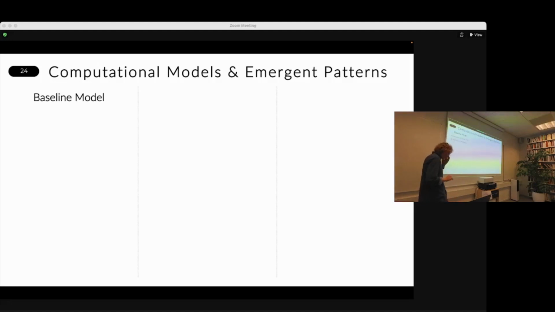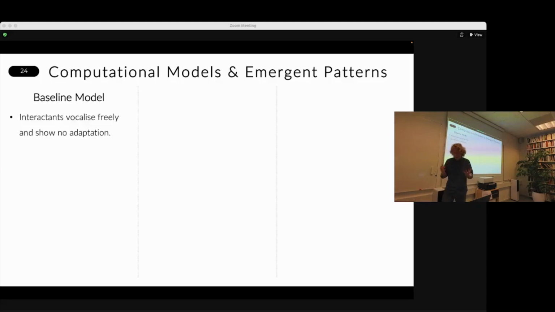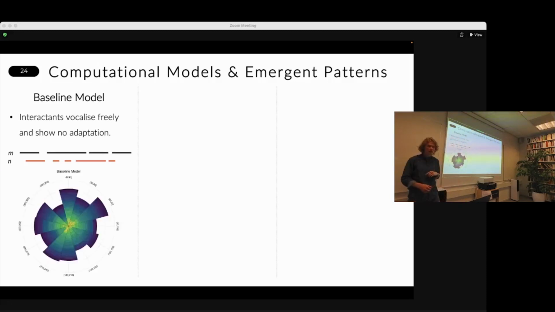And here we have the results from a baseline model. So again, this was what we all thought was human turn taking in the spectrogram. If we code up this model where we have no sort of interaction between each of the vocalizations, there's no sort of adaptation to each other, then we would see a pattern like this.